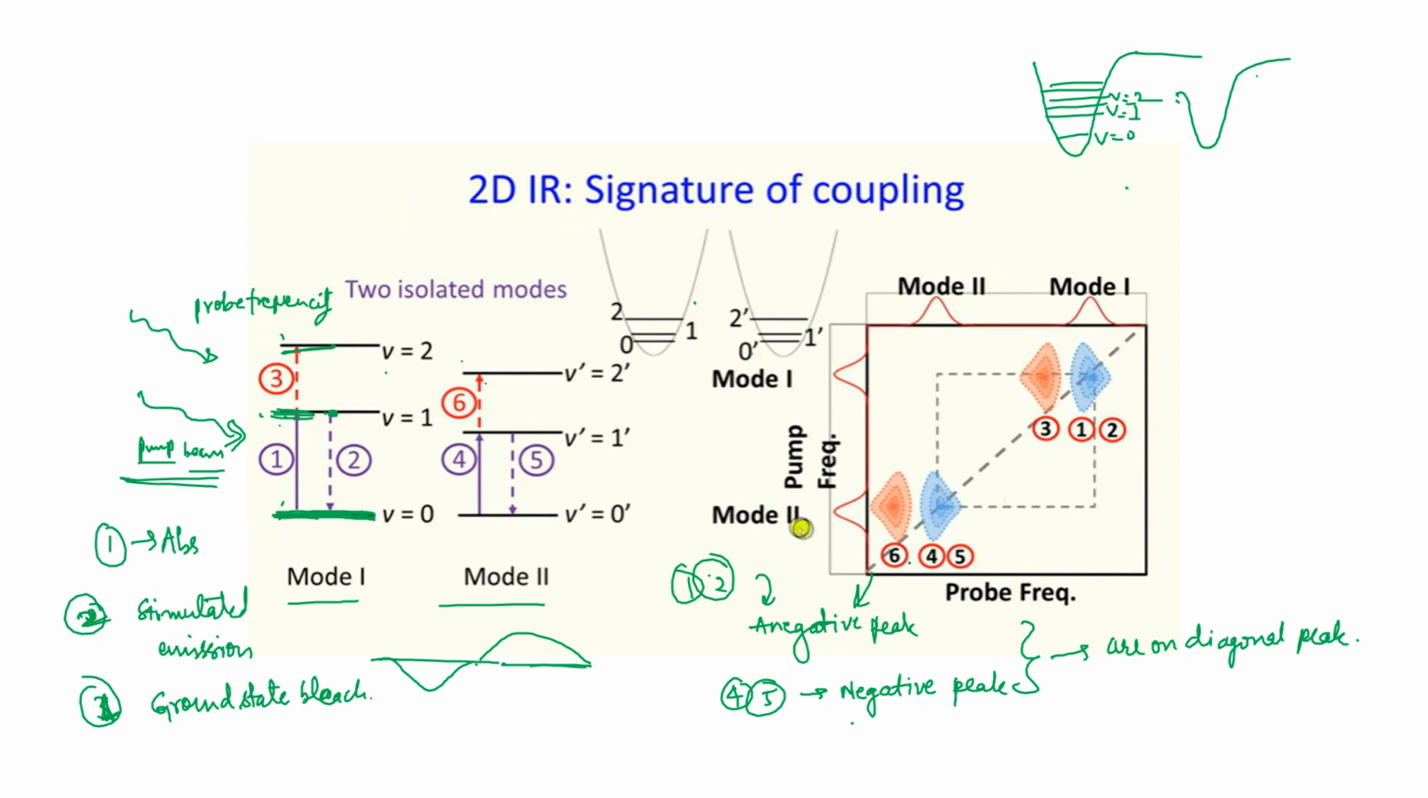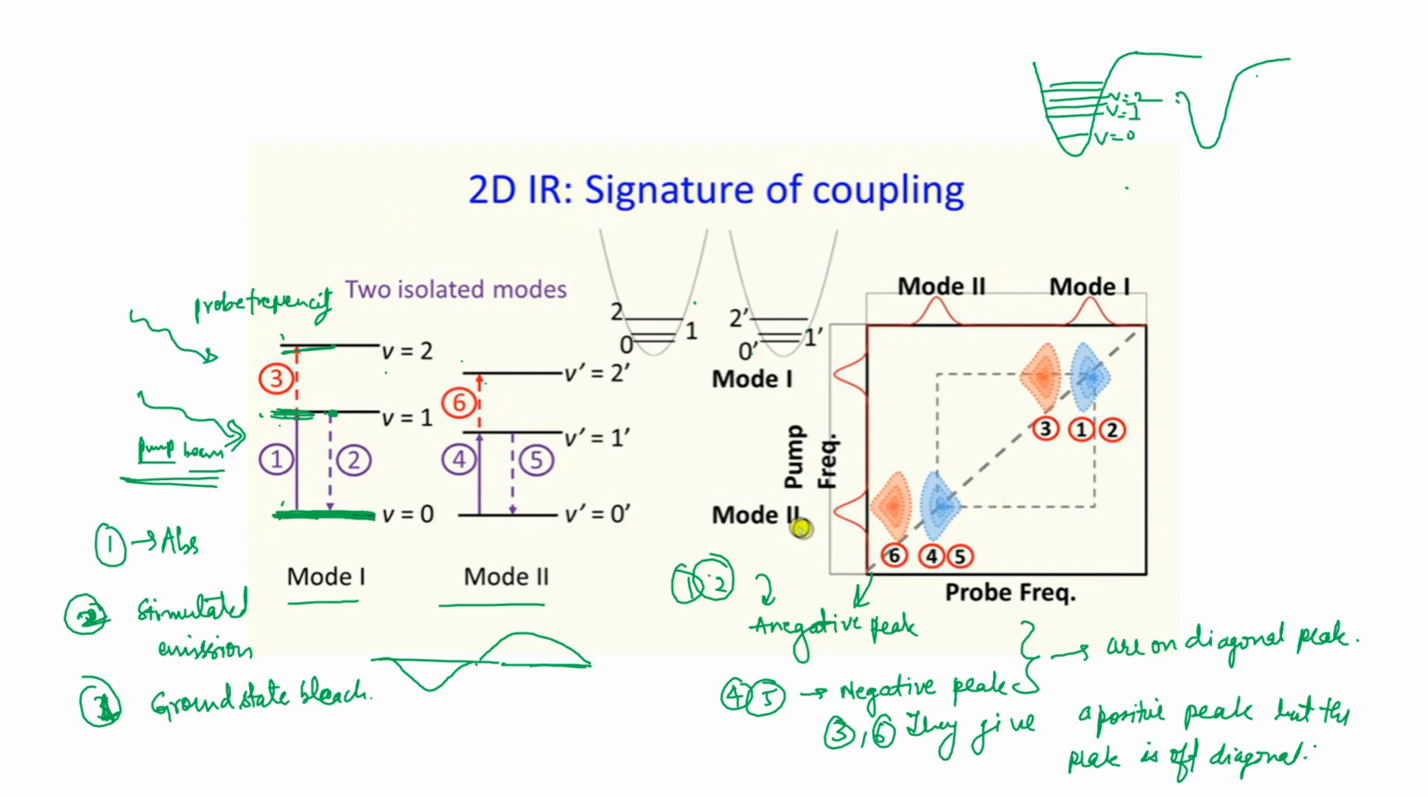Then in the case of 3rd and 6th, what do they give? They give a positive peak, but the peak is off diagonal. Okay. But in this case, the peak will be off diagonal. Now, this is the first case and the simplest case where we have considered modes which are isolated from each other.